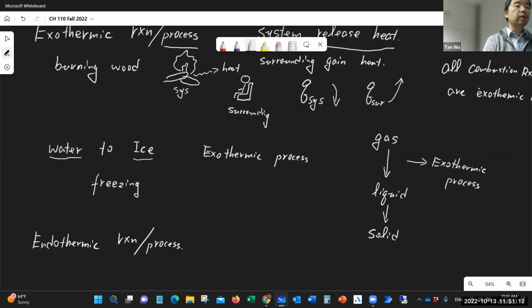Okay, although this is a physical process, it can also be exothermic. The definition of exothermic is that the system is releasing heat, or the temperature of the system will decrease. So from gas to liquid, it is exothermic. From liquid to solid, also exothermic.